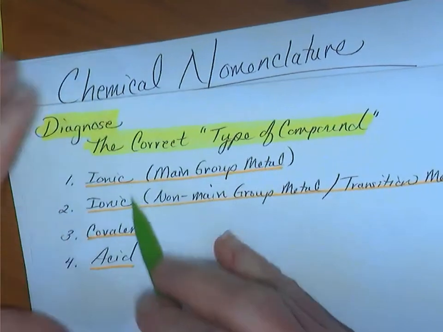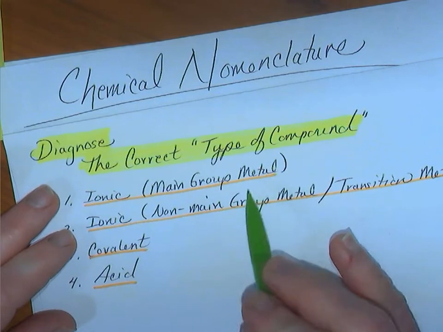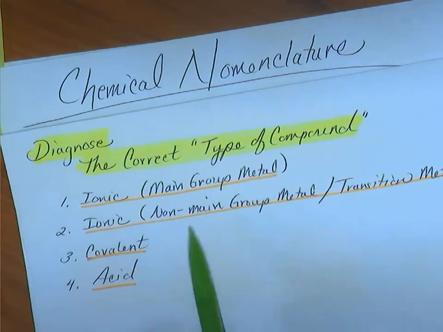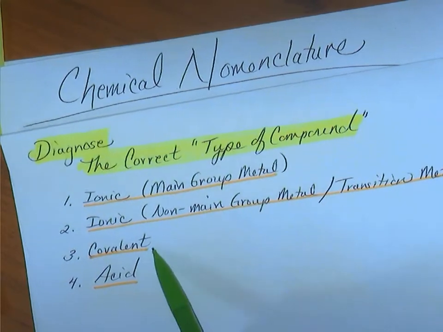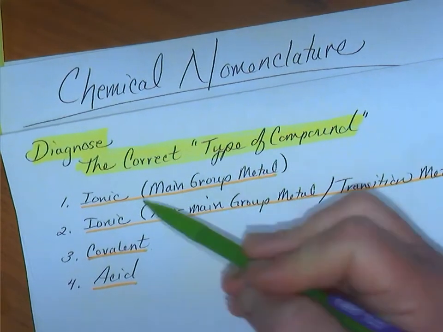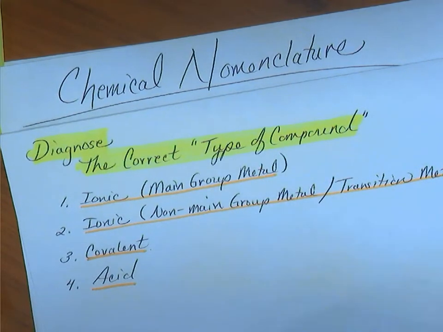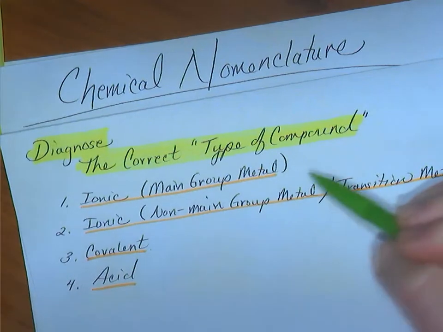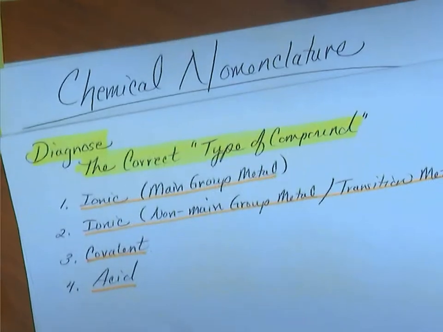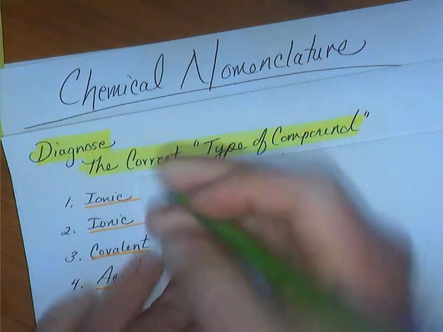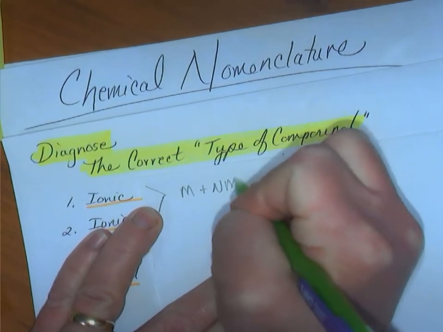Is it ionic? And then, does it begin with a main group metal or not a main group metal that we'll just call a non-main group? Most of them are transition metals. Is it covalent or is it an acid? Once we have diagnosed this, then we can properly lead into naming, because the names differ slightly based upon these different categorizations. So first, a reminder, ionic is made of metals and nonmetals.